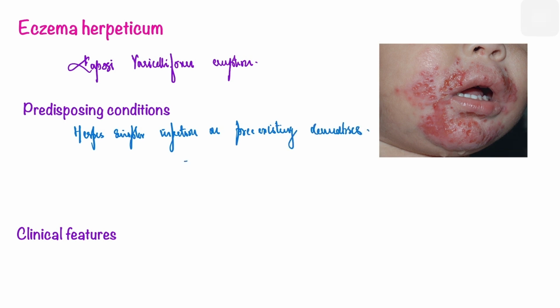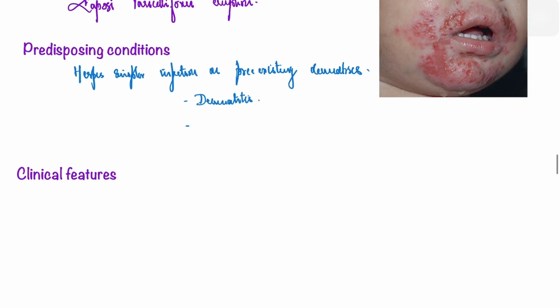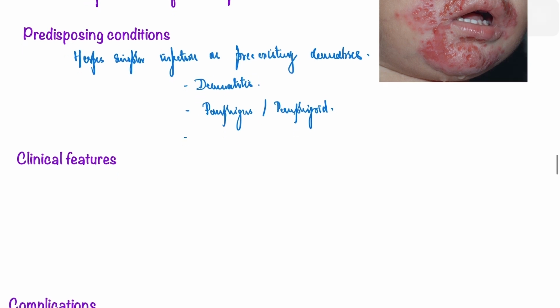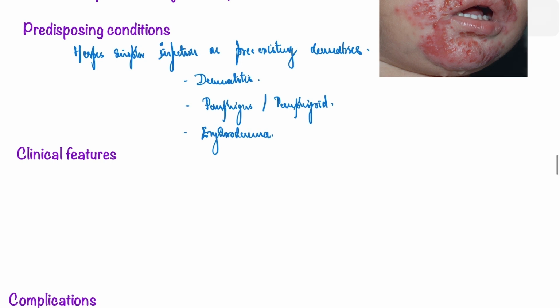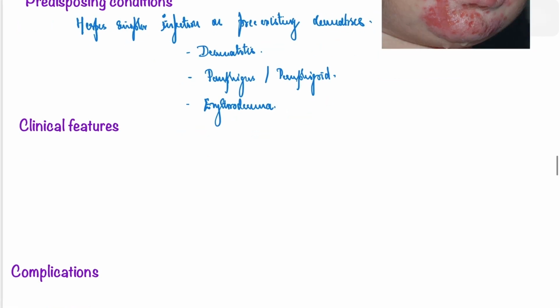So what are the predisposing conditions? It could be dermatitis, like atopic dermatitis or contact dermatitis, or bullous disorders like the pemphigus or pemphigoid group of disorders, or pre-existing dermatosis like erythroderma. Superinfection of these with the herpes simplex virus is called eczema herpeticum.